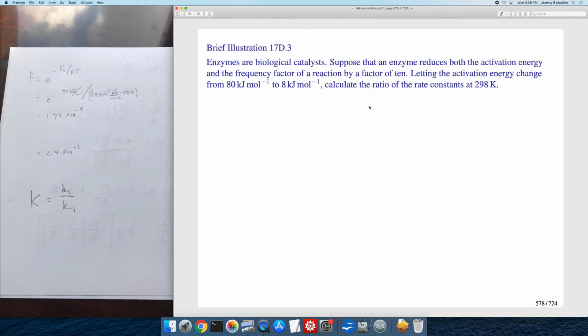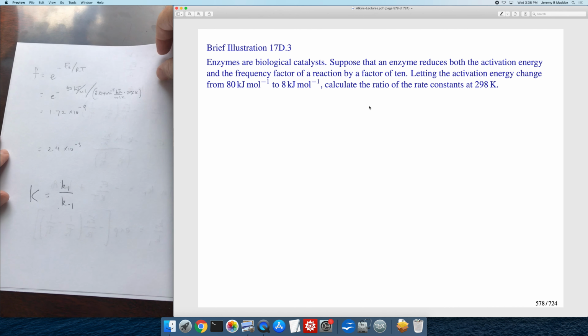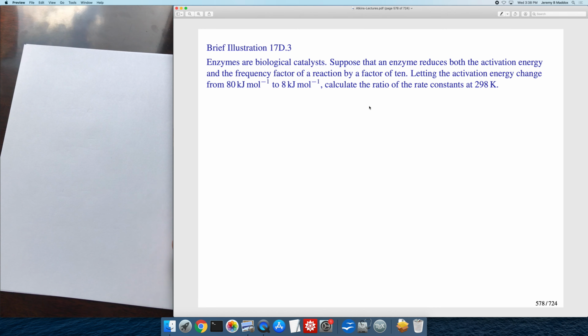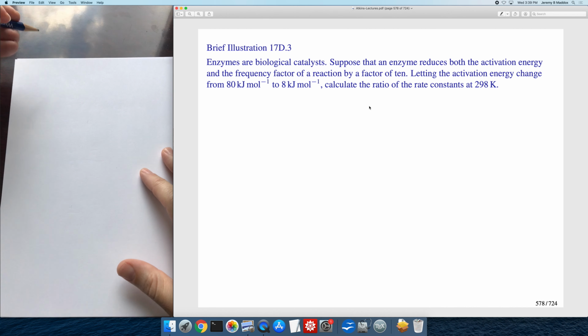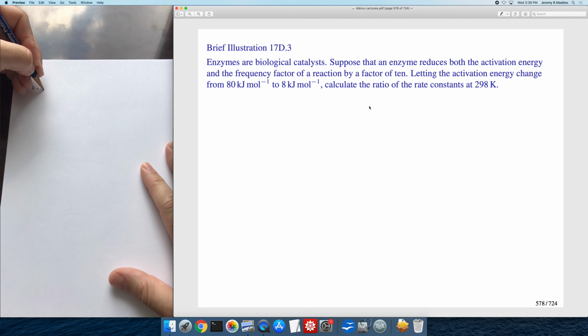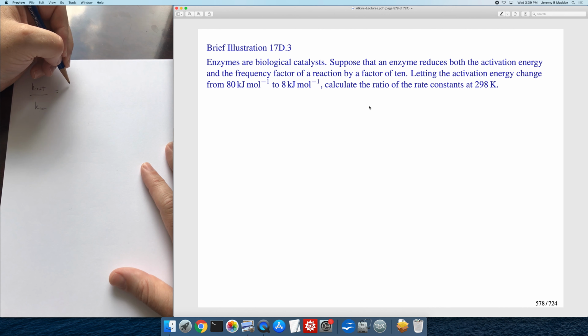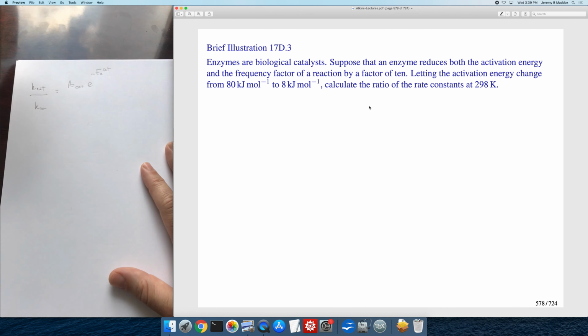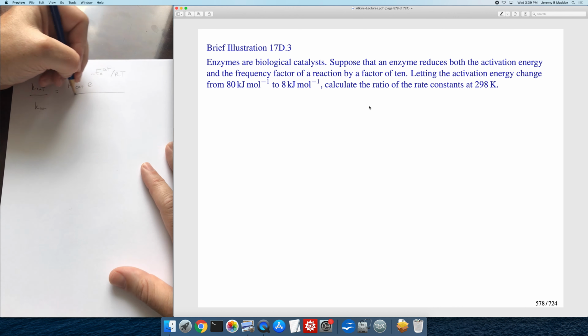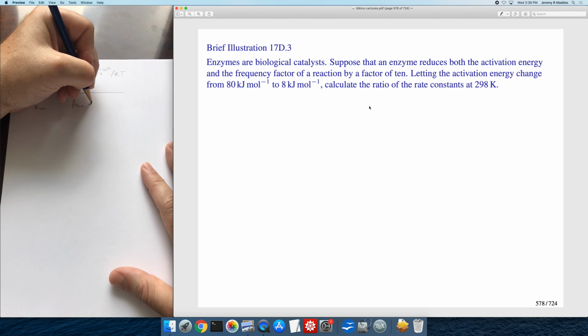So here's an example involving catalysts, and they are asking us to look at the ratio of rate constants for a catalyzed versus uncatalyzed reaction. So they want us to calculate this ratio, the catalyzed rate constant over the uncatalyzed rate constant. And so we would have the frequency factor for the catalyzed rate constant, e to the minus the activation energy for the catalyzed rate constant over RT, over the same for the uncatalyzed.